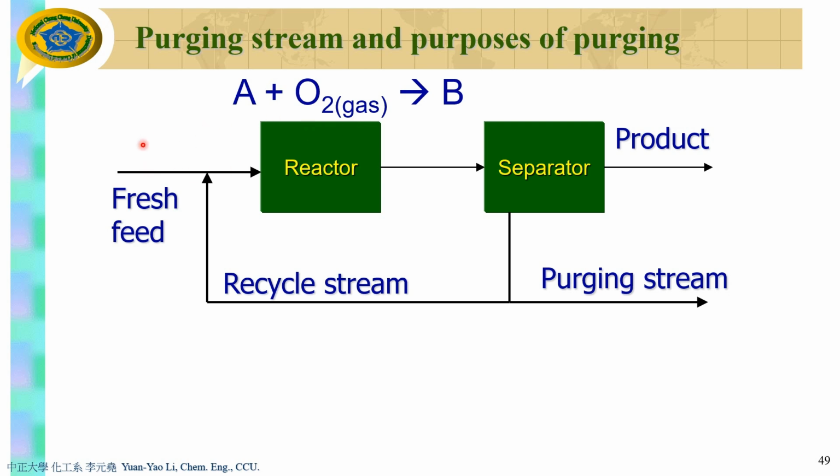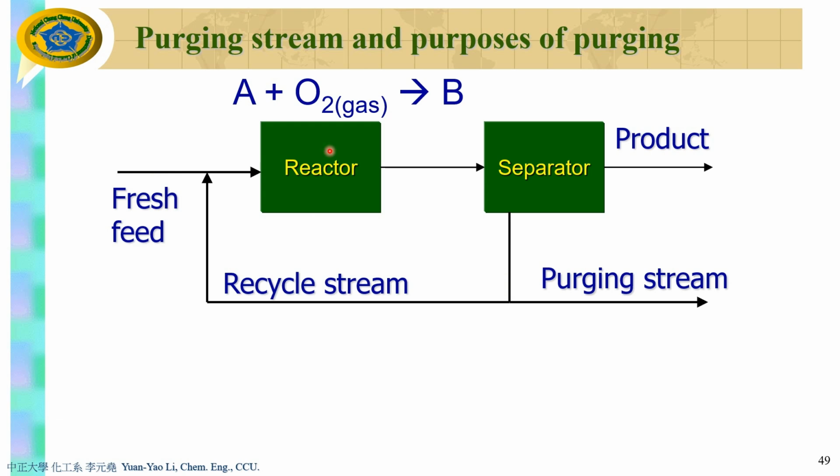So once you have air and you pump air into this reactor, the nitrogen doesn't have any chemical reactions in this place. And nitrogen doesn't come out as a product because the product is B. So what happened to nitrogen? Where is the way out for the nitrogen? If there is no purging stream, nitrogen will be recycled and recycled all the time. And as a result, you have input and you don't have output. What happened?